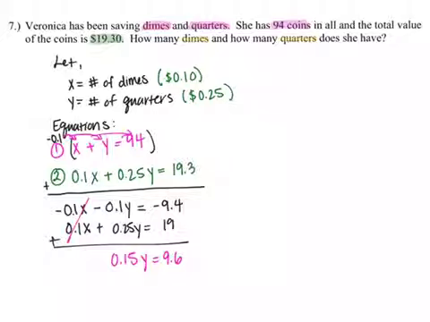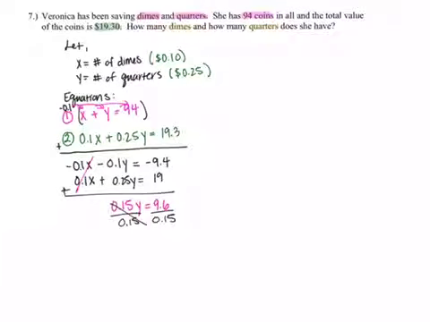So to get this y by itself, I need to divide both sides by 0.15. So 0.15 cancels out. And then we have, let's move this up just a little bit, y by itself, 9.6 divided by 0.15. That is 64. That means, let's see what y represents. Y represents the number of quarters, right? So she has 64 quarters in her savings. So in this case, let's circle that so we know how many quarters we have.